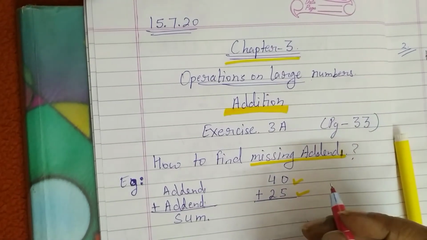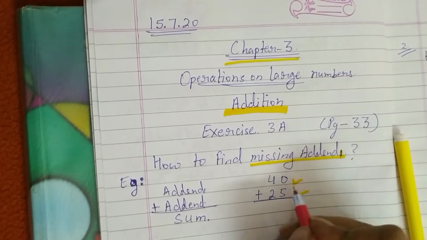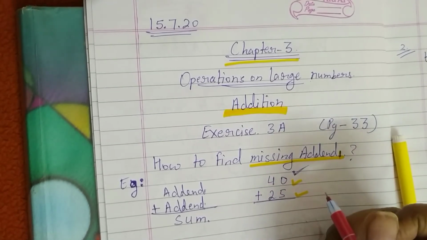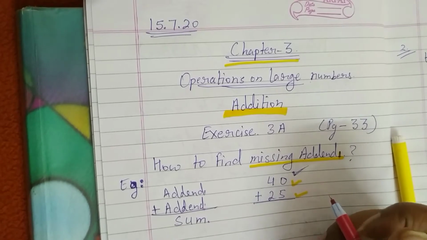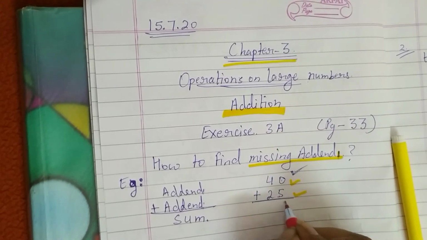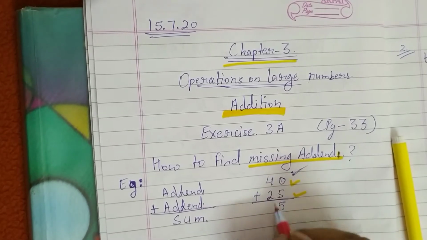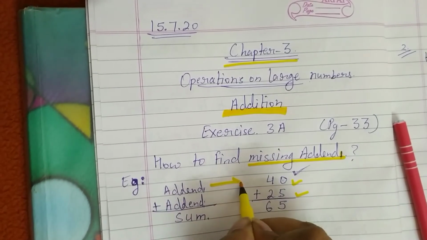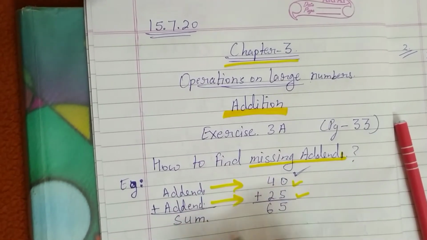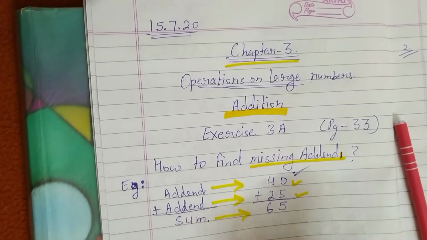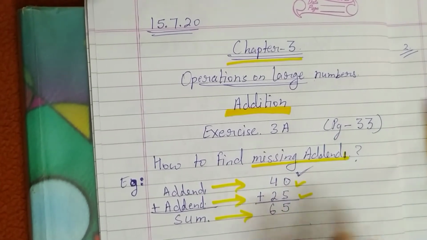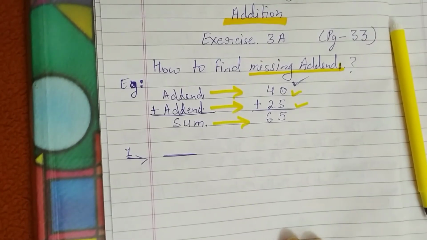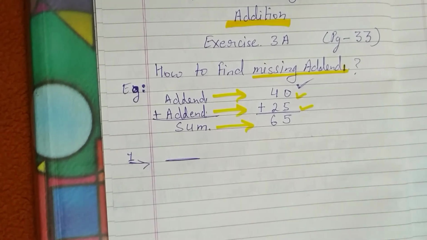And as we all know, when we do addition, we always start from the right hand side, because we start addition from the smallest unit, that is the ones place. So 0 plus 5 is 5 and 4 plus 2 is 6. So children, the first addend is 40, the second addend is 25 and our sum is 65. This much is clear to you all. Is there any confusion? No. Very good.